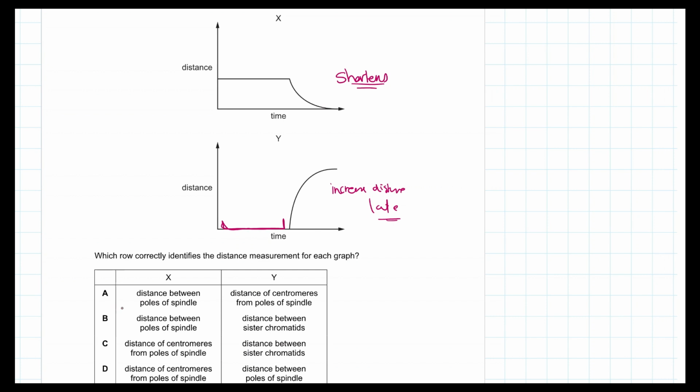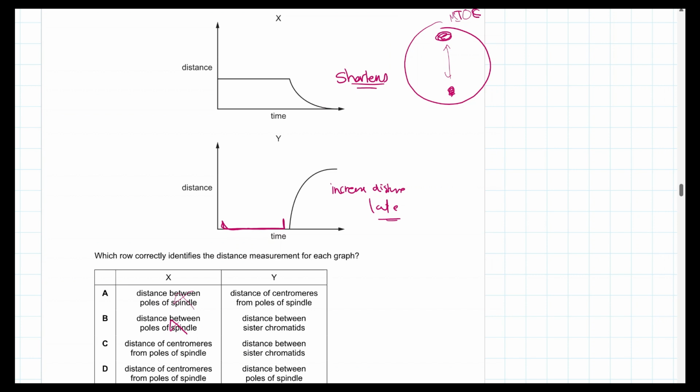For example, A, distance between the poles of the spindle. So as we all know, the distance between the poles of the spindle is equal throughout everything because the microtubule organizing centers are at the centrosomes. Therefore, they share the equal distance. Be careful here. It's the distance between poles of the spindle. Therefore, this is incorrect. For B, distance between poles of the spindle, also incorrect.